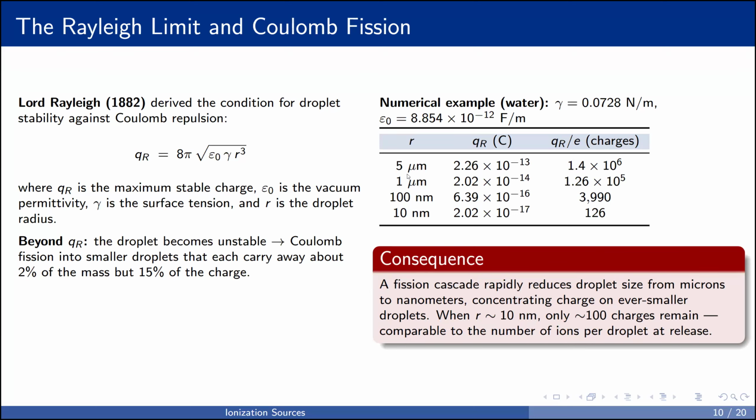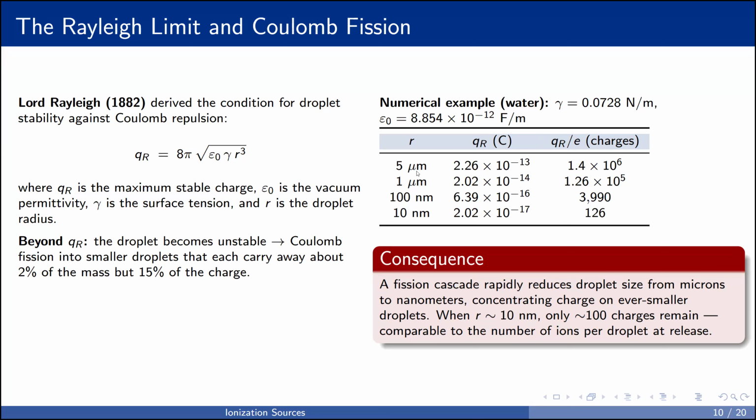Let's make the Rayleigh limit concrete because it governs everything that happens in an ESI droplet. Rayleigh derived this expression in 1882 for the stability of a charged liquid droplet. The maximum charge that a droplet of radius r can carry without becoming unstable is 8π times the square root of ε0 γ r³. ε0 is the vacuum permittivity. γ is the surface tension of the liquid. The scaling is important. The maximum charge goes as r to the 3/2 power. So as a droplet gets smaller, the maximum charge it can hold drops quickly.